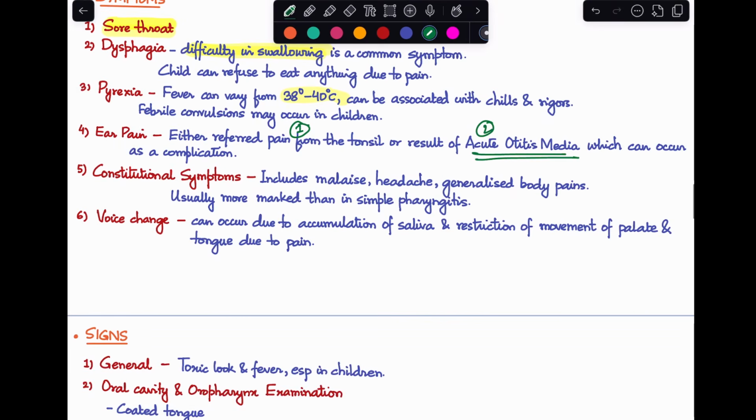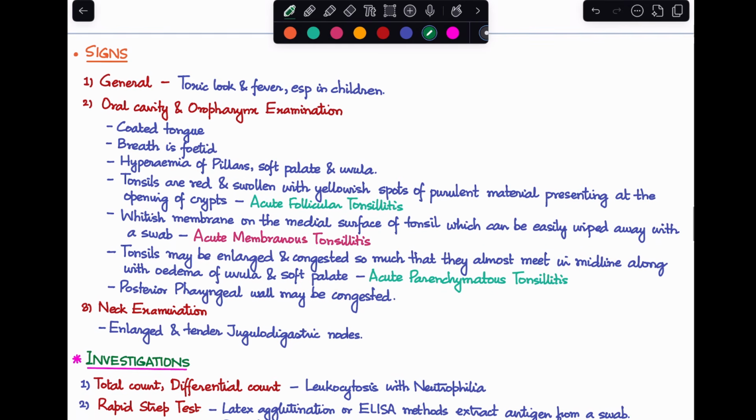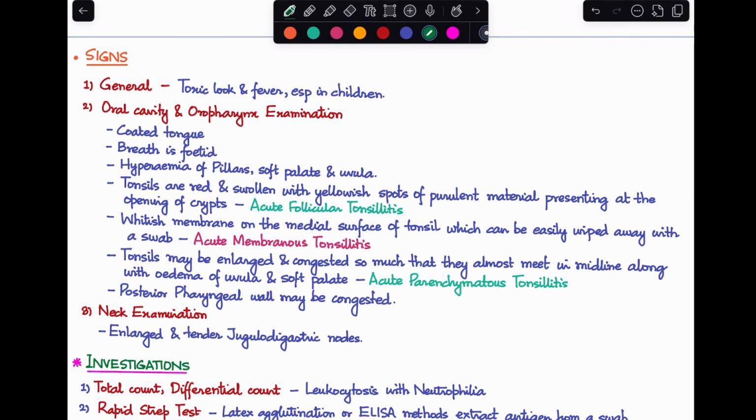Next, let's talk about what are the signs that you will be seeing in your patient. Now, first of all, let's categorize this properly. So, when you look at the patient, on a general examination, you'll see that the patient, especially in a child, will have a toxic look and will present to you with fever. Then, when you look at the oral cavity and oropharynx, you'll be seeing that there is a coated tongue. Coated tongue is because, like in children, because they have difficulty in swallowing, they'll stop having food, they'll stop maintaining the oral hygiene. So the tongue gets coated, and they can even have a foul smell coming from their breath, halitosis.